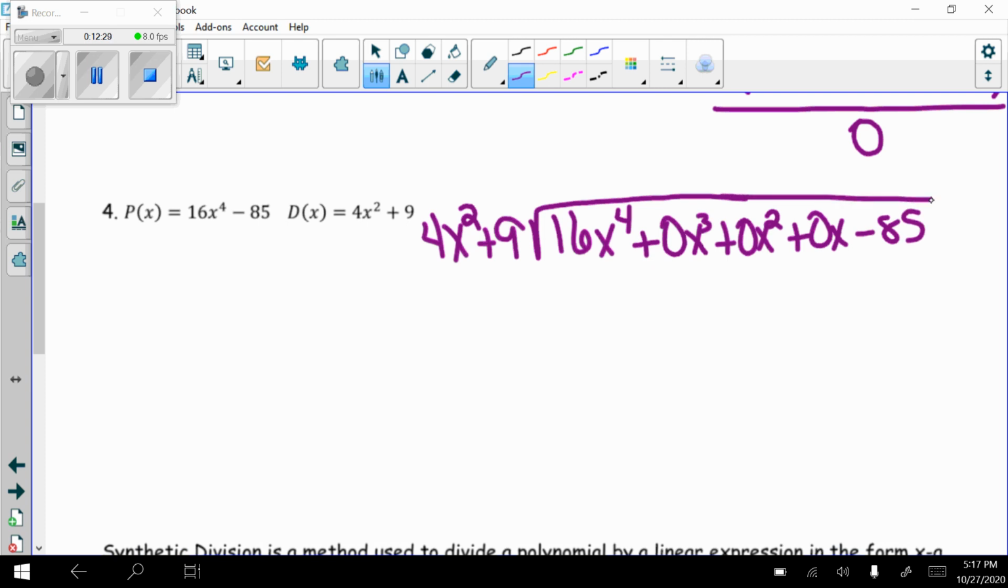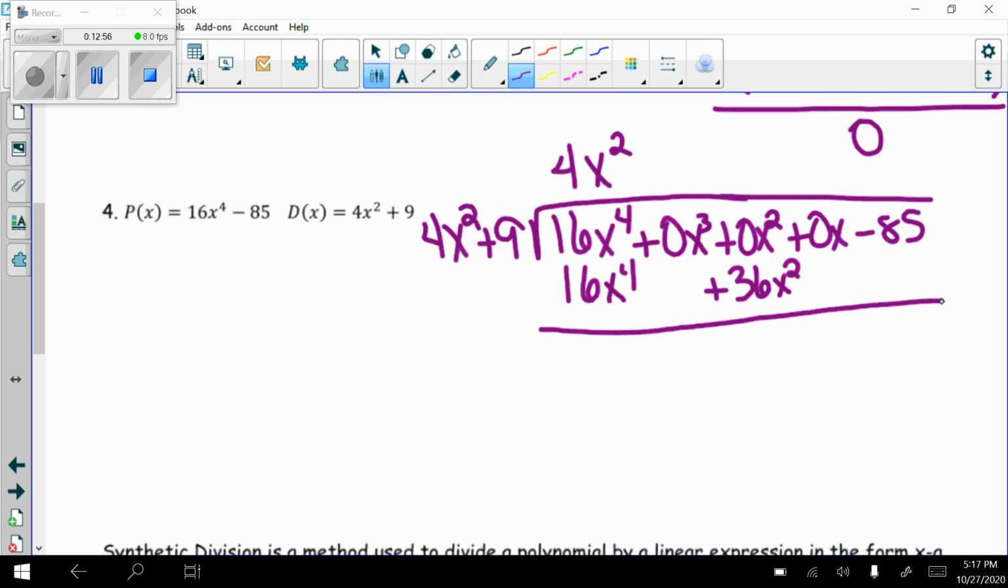Now I ask myself, what do I have to multiply 4x squared by to get 16x to the fourth? That's going to be 4x squared. Multiply 4x squared by both terms. So 4x squared times 4x squared, 16x to the fourth. 4x squared times 9, okay, that gets me plus 36x squared. I'm writing it underneath my x squared term. Subtract.